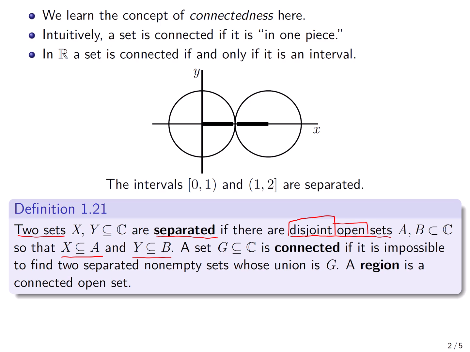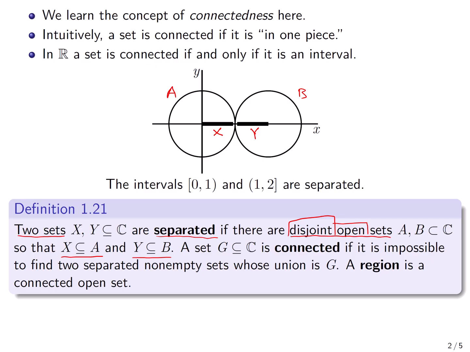So if you can cover those two sets like that, we can say the set is separated. For example, in this case, if you say this is X and this is Y, and this is A and this is B, you can see that you can cover them with two open sets because they are open, the boundary is not included, so they are not connected.